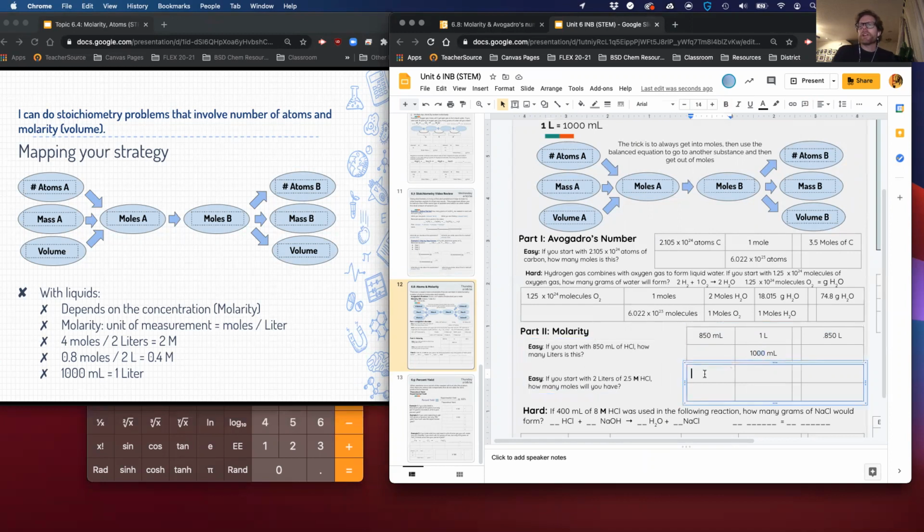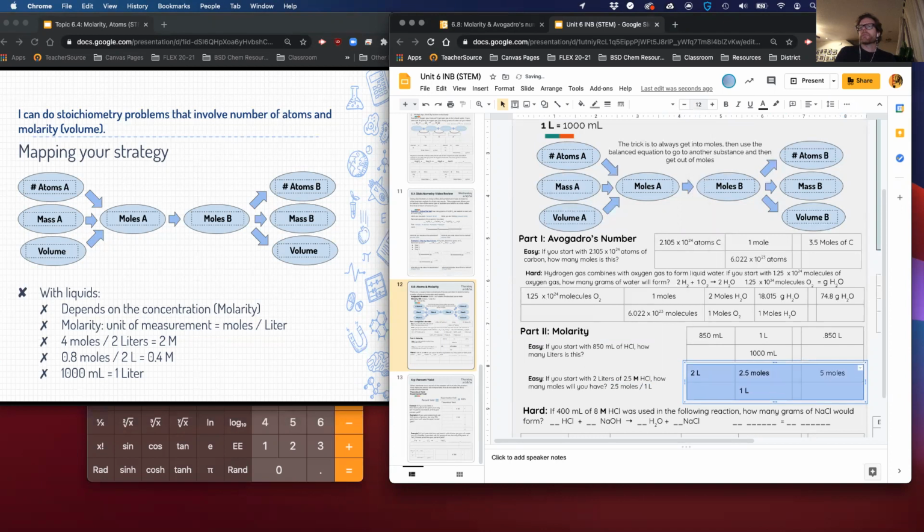Let's look at this one though, slightly more complicated. So if I start with 2 liters of 0.25 molar HCl. Let's think about that. 2.5 molar. That means moles per 1 liter, right? That's what molar means. So basically, I can use this right here as my conversion. So it'd be 1 liter on the bottom and 2.5 moles on top. And 2 times 2.5 is 5 moles. Cool? Cool.